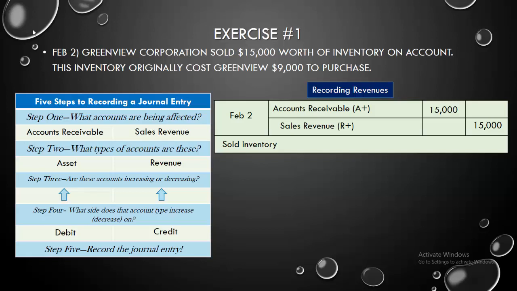AR is an asset, and it is going up. So assets always go up on the debit side. Sales revenue is a revenue account, and it is going up. And all revenue accounts always go up on the credit side.